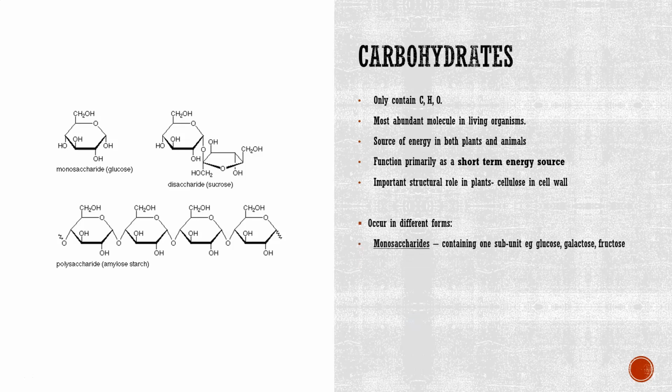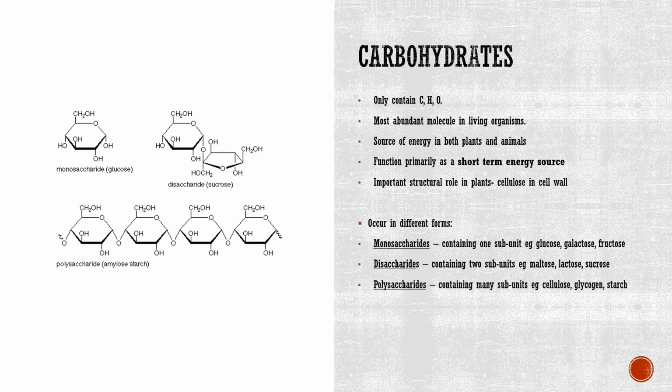Okay, so we've got our monosaccharides, which contain one subunit. So mono, one sugar. We've got disaccharides containing two subunits. So di, two. Saccharide, sugar, two sugars. Examples of those are maltose, lactose, sucrose. And then we've got our polysaccharides, poly meaning many, saccharide meaning that sugar unit. So some examples of these: cellulose, glycogen, starch.